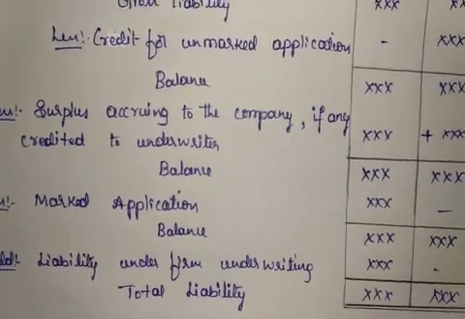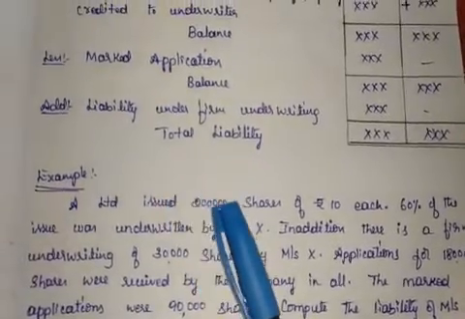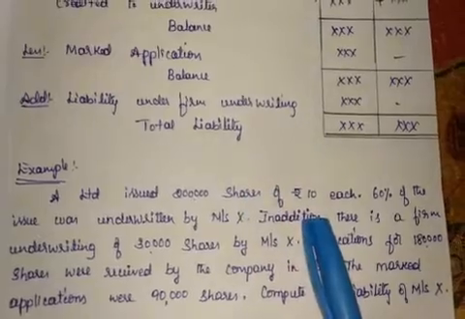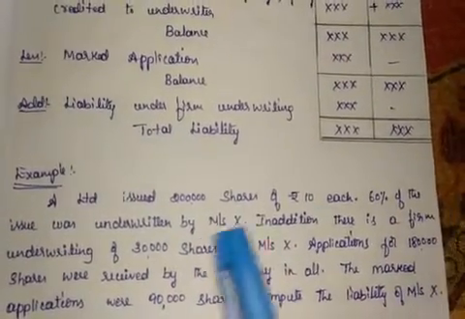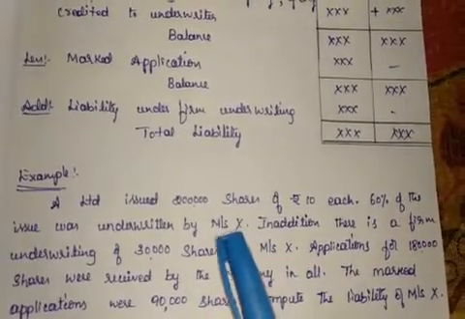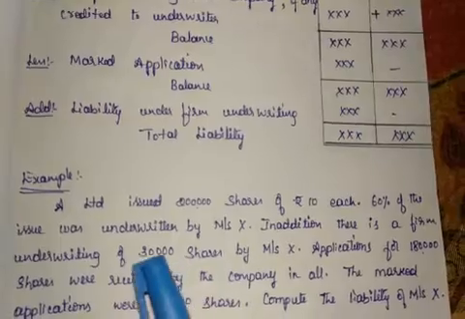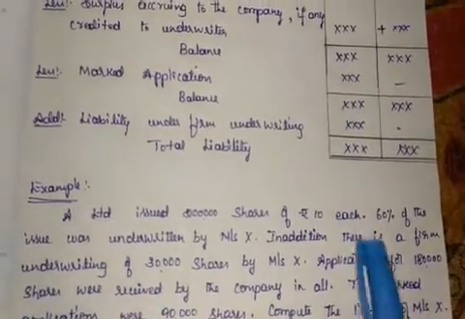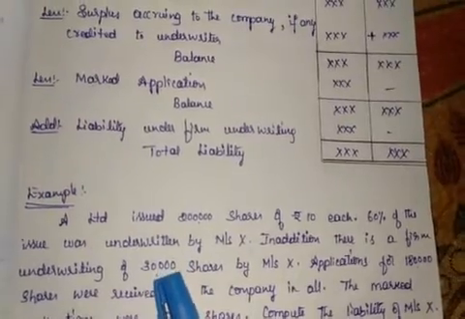So we'll see with an example. A Limited issued 2 lakh shares of 10 each. 60% of the issue was underwritten by Mrs. X. So 60% means part of the issue is underwritten. In addition, there is a firm underwriting of 30,000. So this 30,000 X definitely has to take. So he makes a firm commitment to take up 30,000 shares.